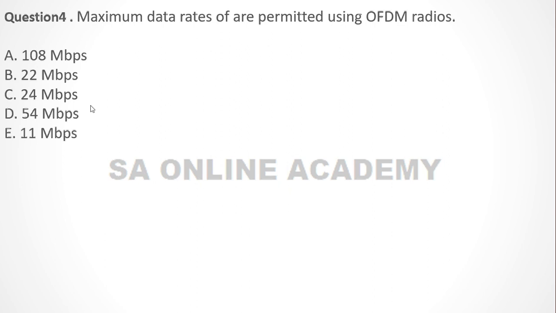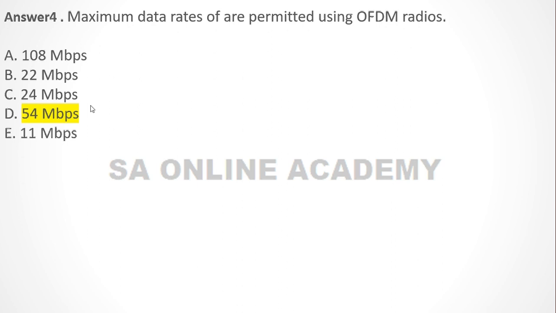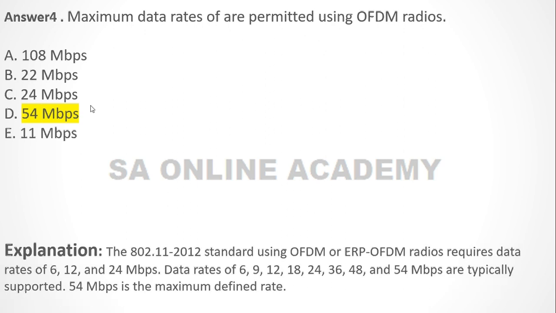Question 4: maximum data rates of dash are permitted using OFDM radios. Options: A, 108 Mbps; B, 22 Mbps; C, 24 Mbps; D, 54 Mbps; E, 11 Mbps. The maximum data rate is 54 Mbps. We know that using OFDM radios, the maximum data rate that can be achieved is 54 Mbps.